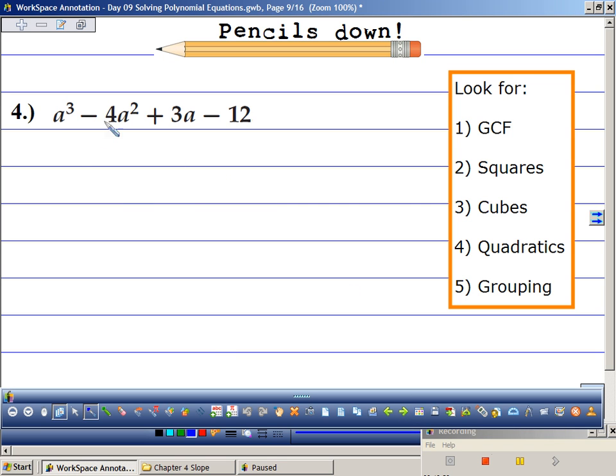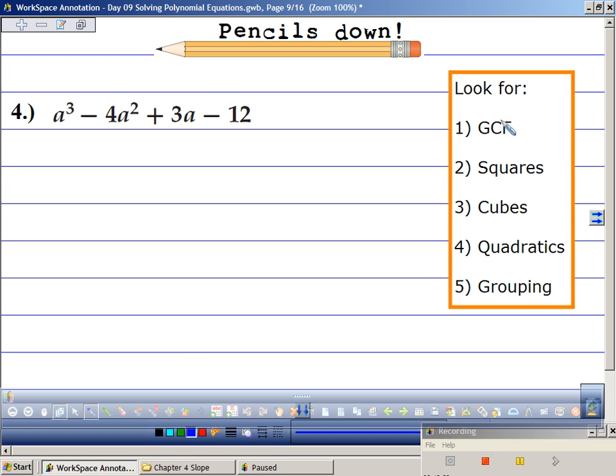All right, let's do our last one. Here's number 4. What do you think? GCF? No. If you grouped it, you would have one, but then you'd have this one left over. Squares, cubes, quadratics. There is a quadratic in there, but then you'd have the negative 12 left over. Sometimes you can group this and have that. Sometimes you can group the middle terms and the last two terms go together. There's lots of different ways to group, right?